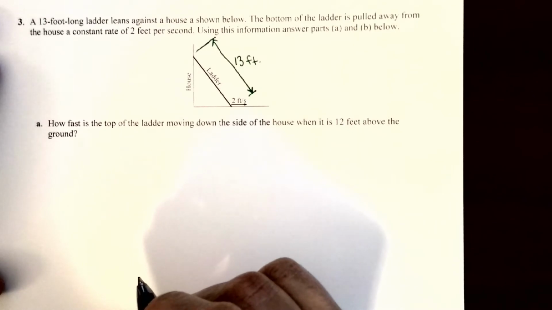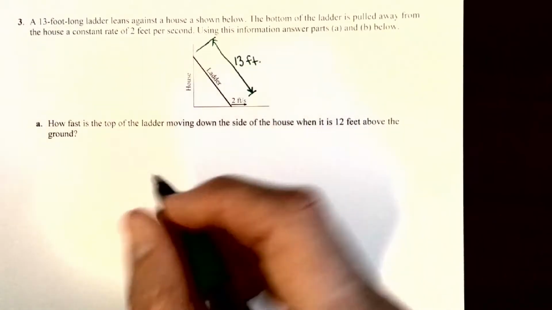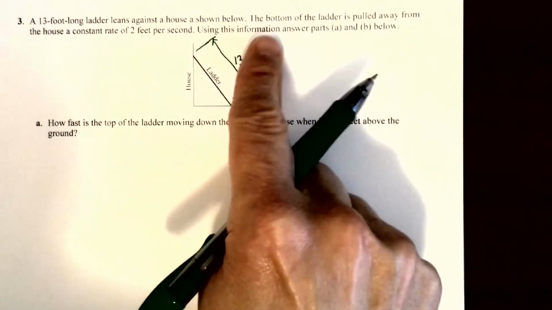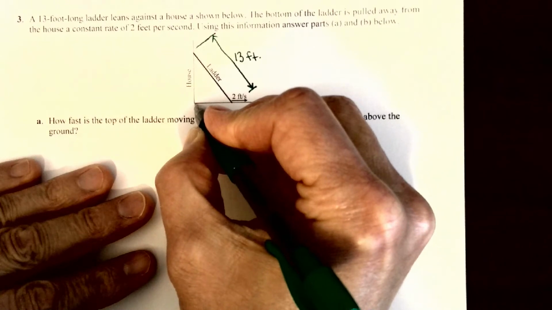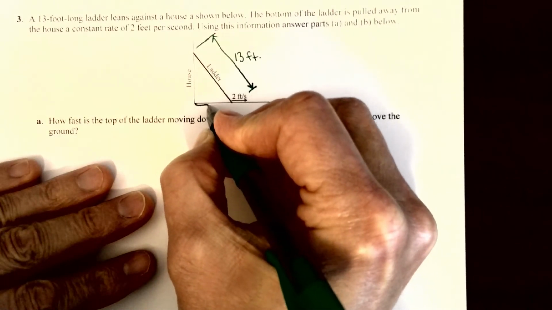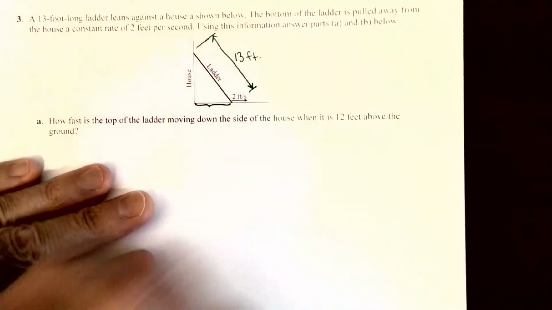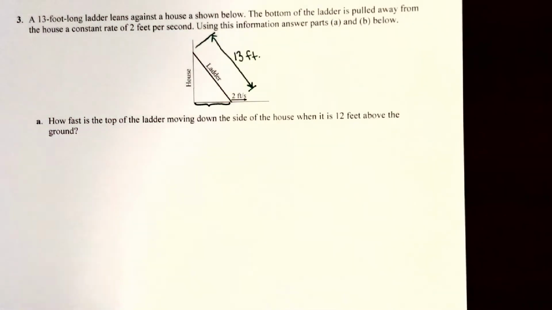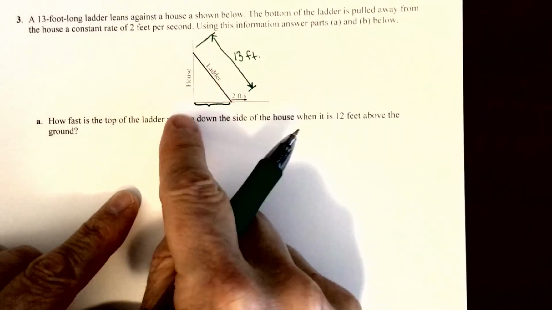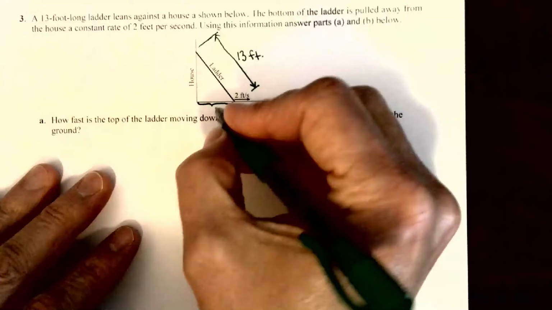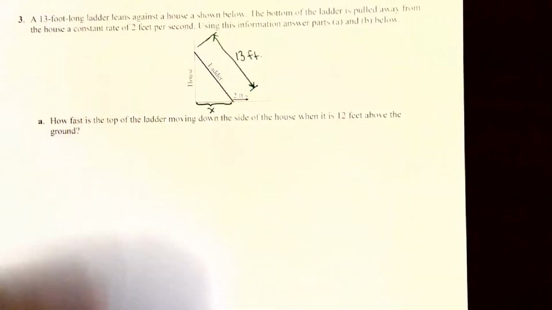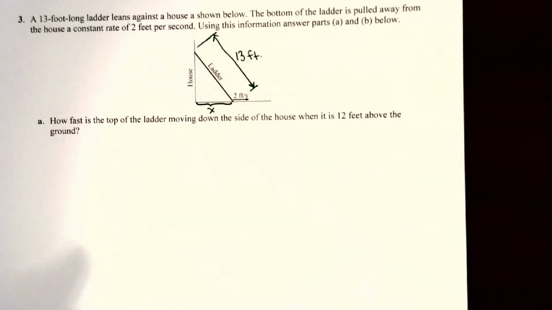The quantities of interest, though: what's changing in here? Well, we're told that the bottom of the ladder is pulled away from the house at a constant rate. So if I think about the distance from the house to the bottom of the ladder, that distance is changing. Obviously, over time, that distance is getting bigger as the bottom of the ladder moves away. But it's a variable quantity, so we need to assign a variable to it. I'm going to call that x. We think of that as the horizontal direction. We'll call that x.